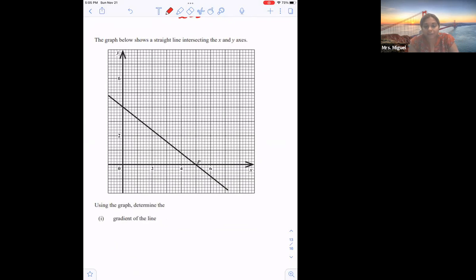All right, watch this. Using the graph, determine the gradient. I'm going to give you 2 points and you are going to do it. The 2 points here are 5, 0, and this point here, 2, 3, 4, so 0, 4. I'm going to label it for you x1, y1, x2, y2. m is equal to y2 minus y1 over x2 minus x1. So go ahead and try it.